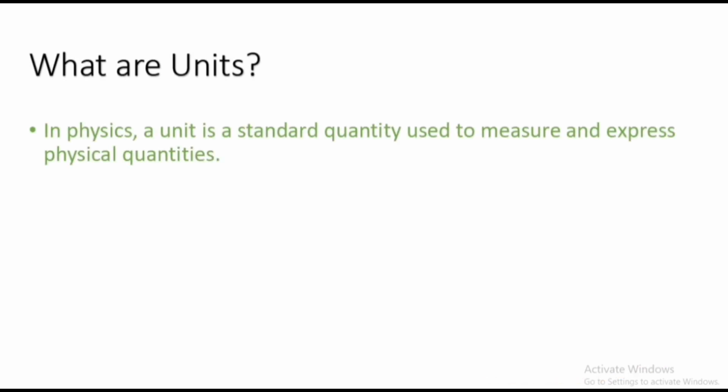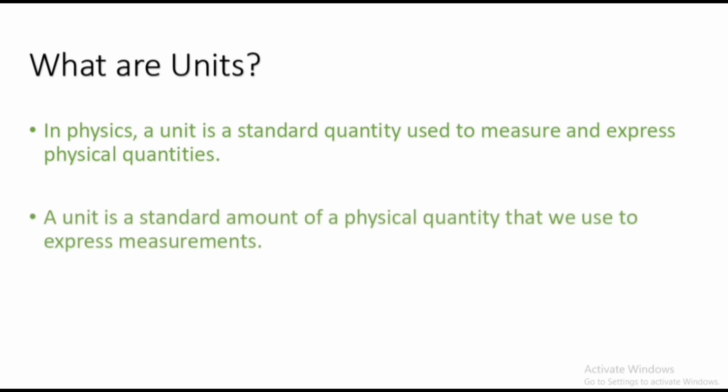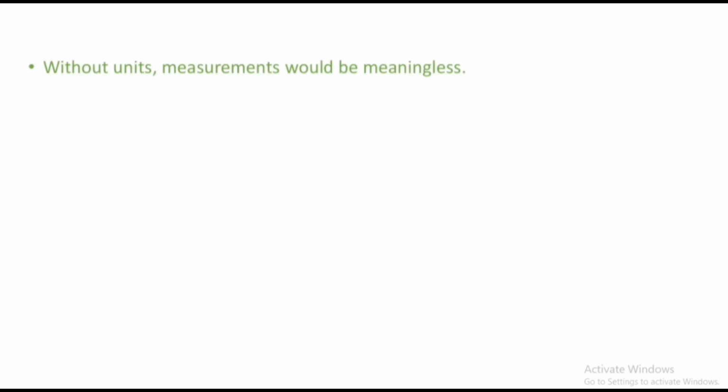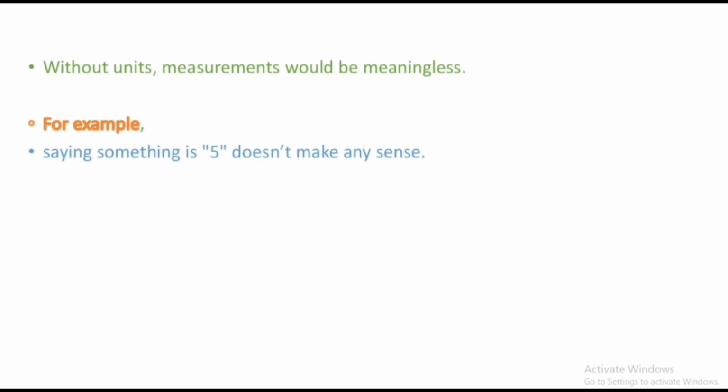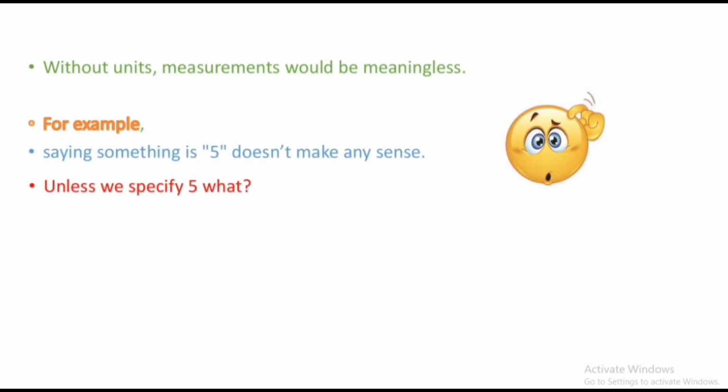Now, what are units? In physics, a unit is a standard quantity used to measure and express physical quantities. Or in other words, a unit is a standard amount of physical quantity that we use to express measurements. Without units, measurement would be meaningless. For example, saying something is 5 doesn't make any sense unless we specify 5 what: 5 meters, 5 kilograms or 5 seconds.